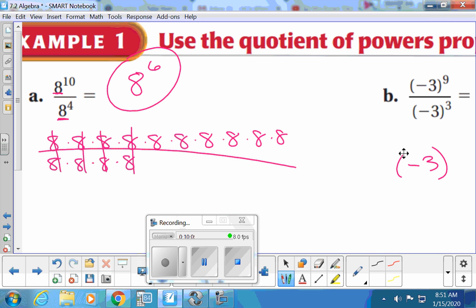We're going to leave the base on -3. We just need to know what the exponent would be. Take the bigger exponent, subtract off the smaller exponent, 6, and put the answer with the bigger exponent and live on top.